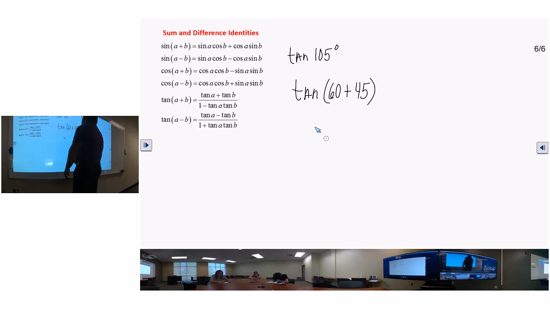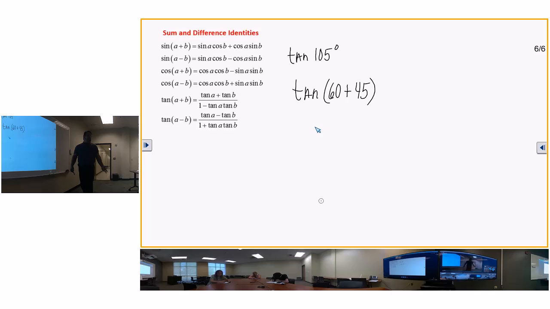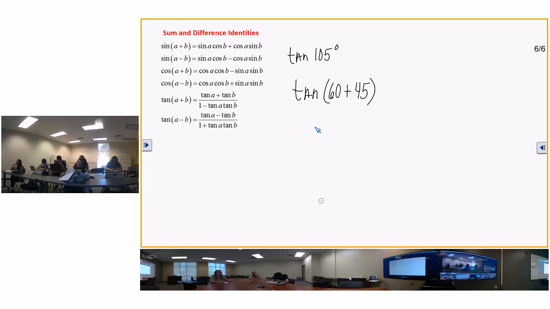Now the question was, does it matter if I say 45 plus 60? Yes or no? No, it doesn't, because plus addition is commutative.